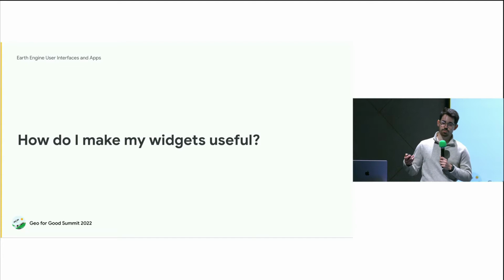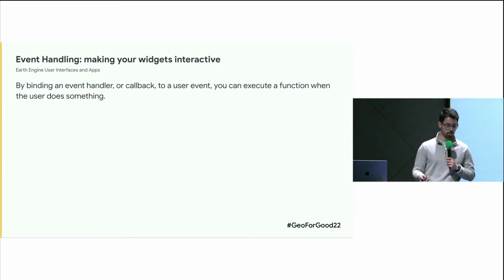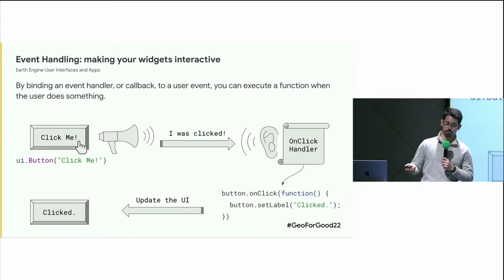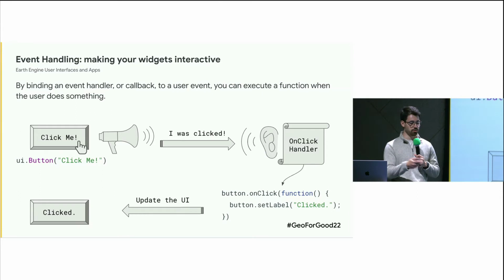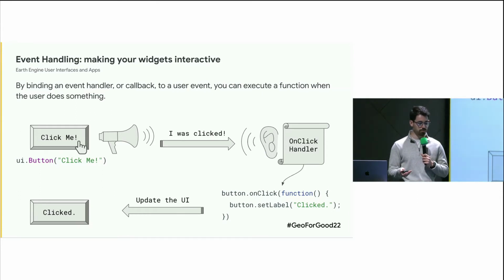So how do we make these widgets useful? So like we've been talking about, event handling is what's going to make them useful. So by binding an event handler, we can execute some function when the user does something. So here's like a diagram of what's going on here.